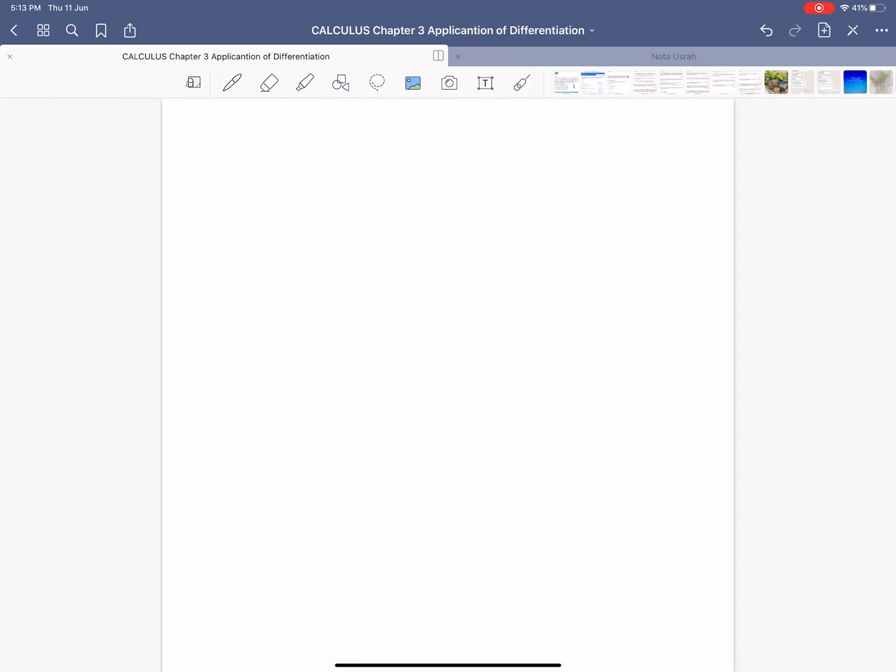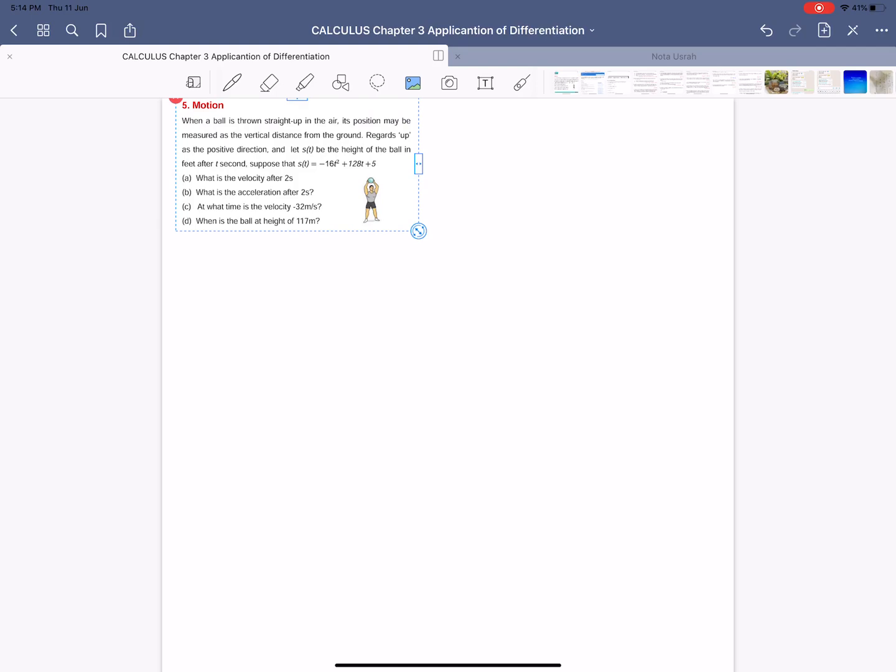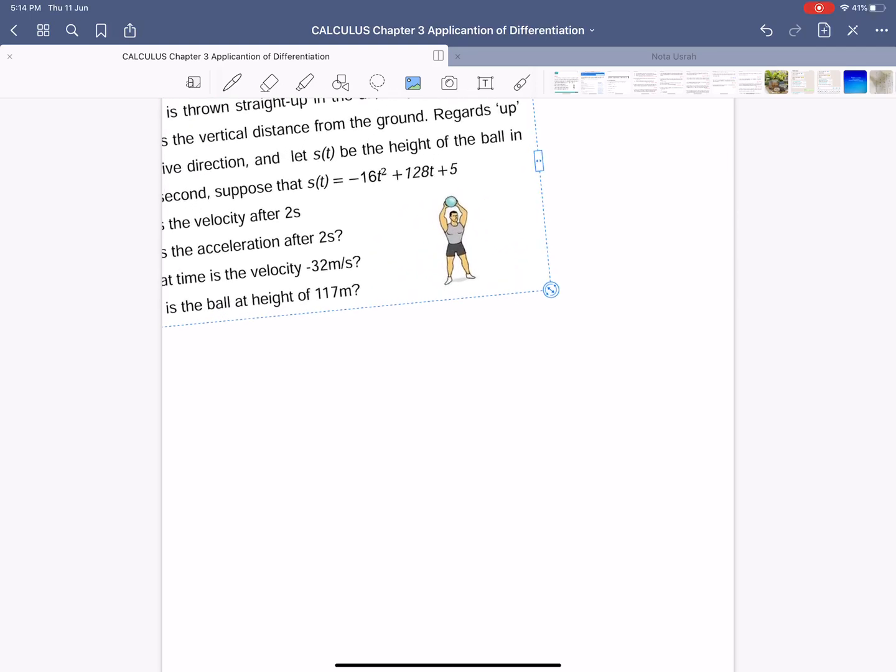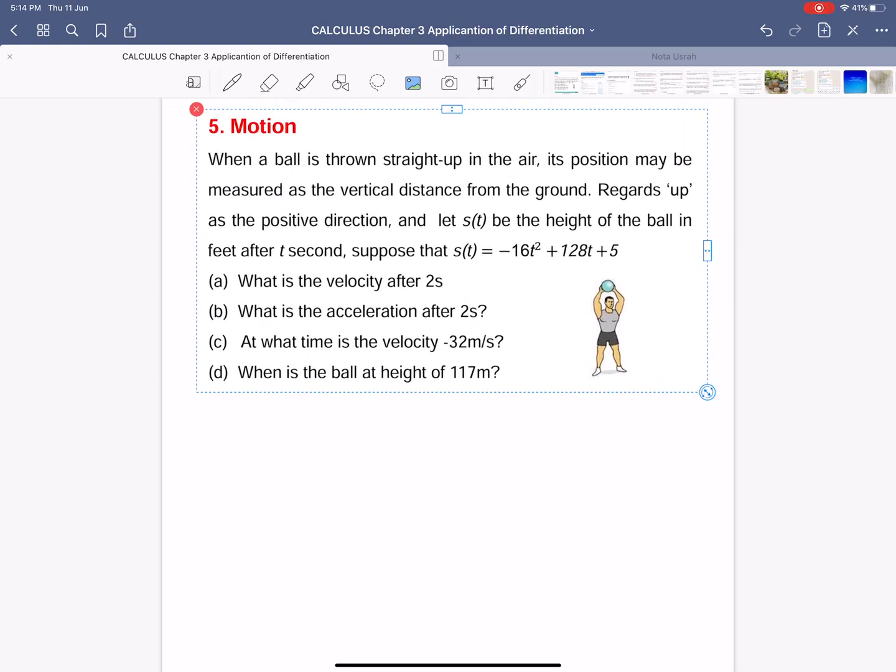Not yet finished. Sorry. I thought that it would be finished after this. Not yet. Paste. Okay, we'll have it. Because we want to solve question B now.